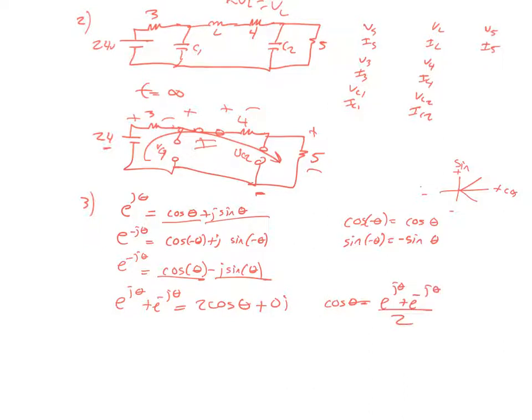Couldn't you stuff that, e to the j theta plus e to the minus j theta over 2, into your integral of e to the minus st dt and integrate it out?